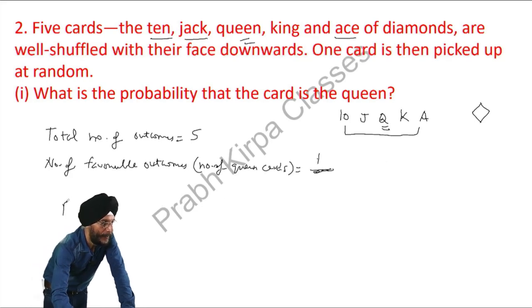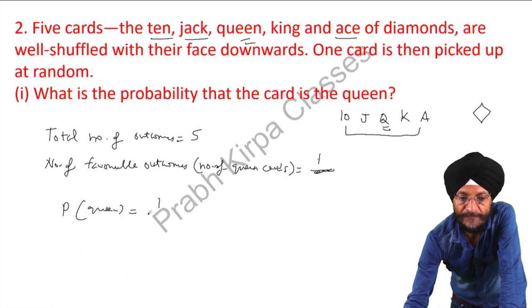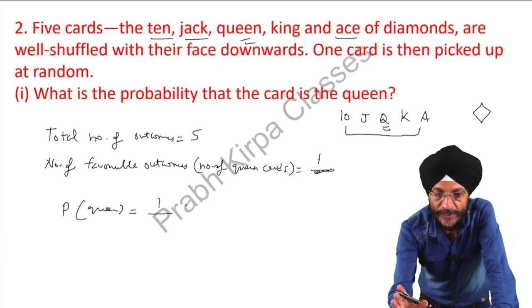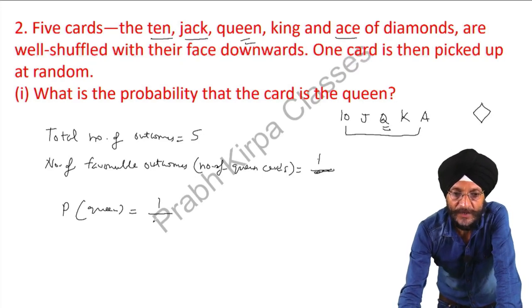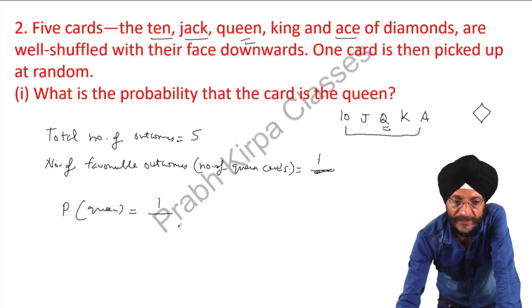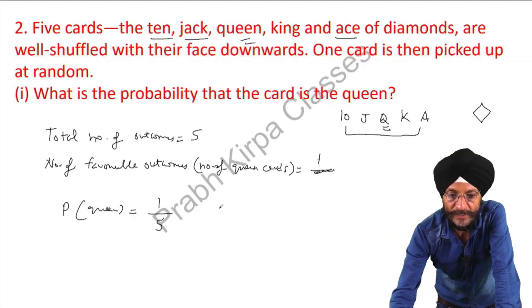So what is the probability of getting a Queen card? It is the number of favorable outcomes, that is the number of Queen cards which are diamond, divided by the total number of outcomes. There are only 5 cards given to us in the question. So it will be 1 over 5, the probability of getting a Queen card.